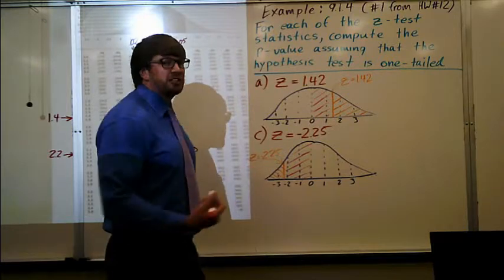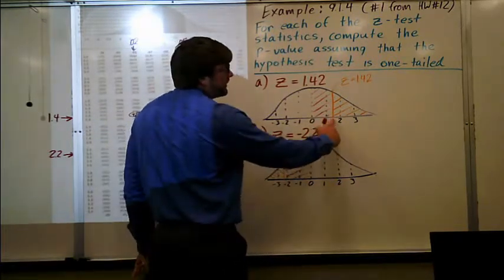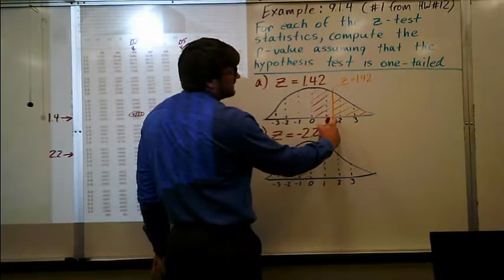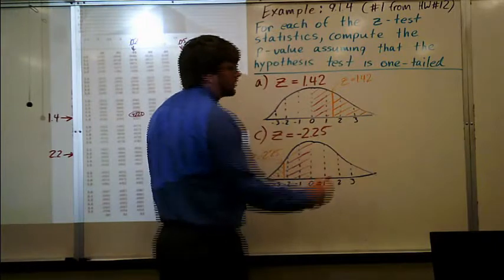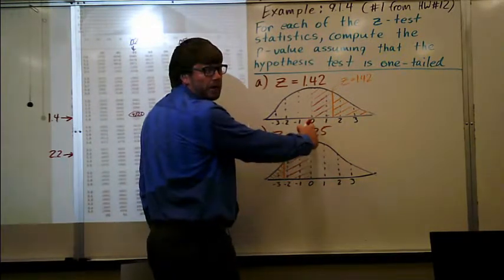So I drew out the standard normal distribution right here, and I drew an orange line right at 1.42. Of course, we're interested in finding the area to the right of that, or the area more extreme, aka farther away from the mean or the middle, right?